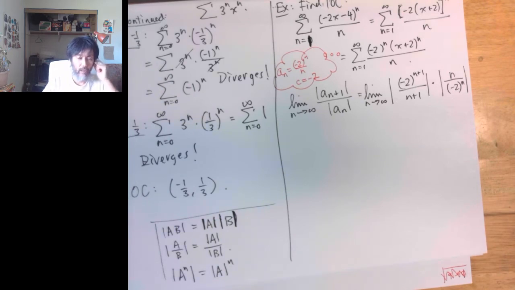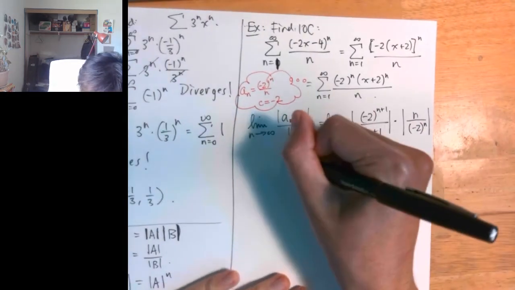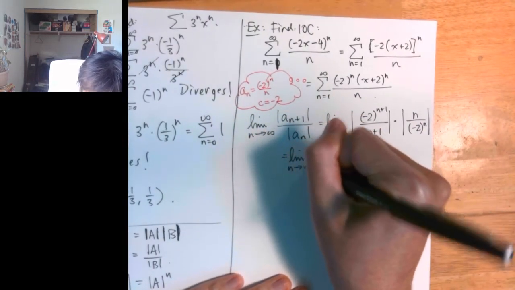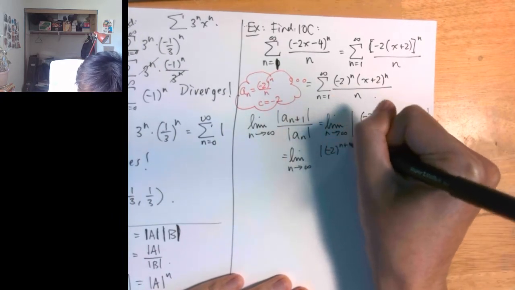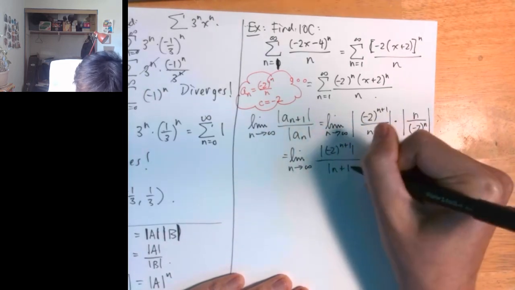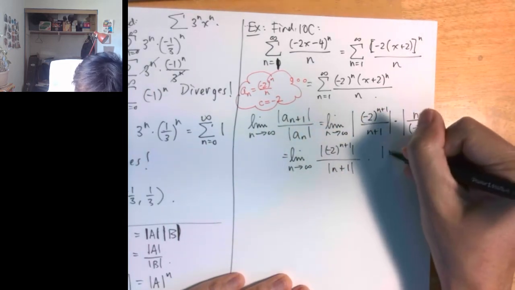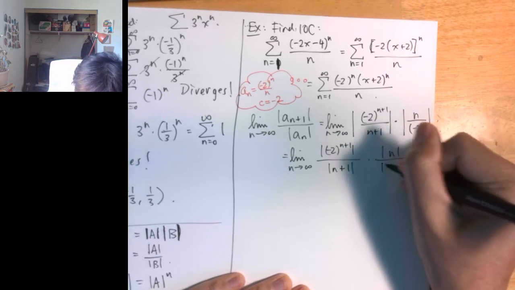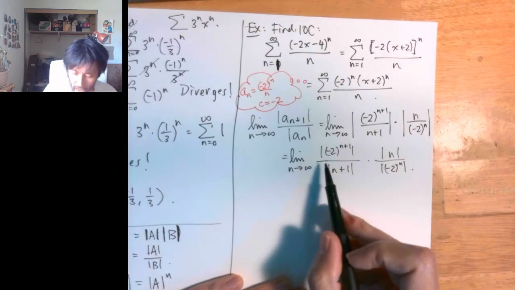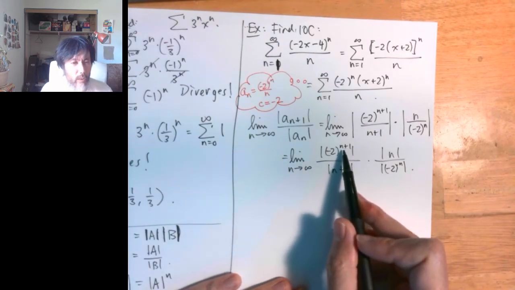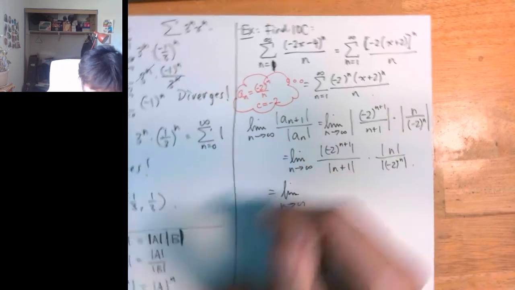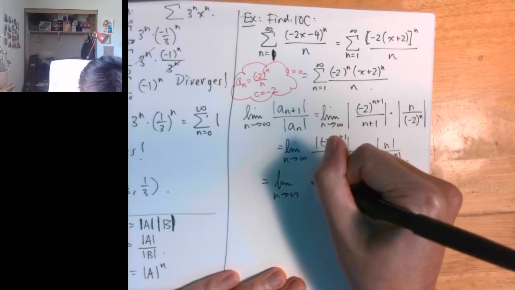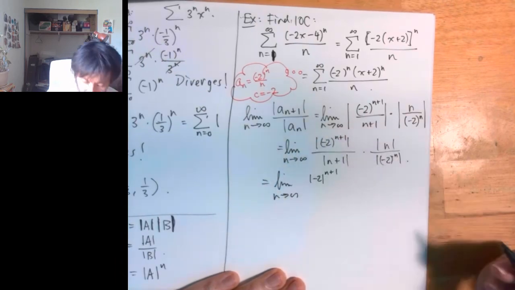Okay. So now look at over here. If we think about applying these sorts of rules, then this is the same thing as the absolute value of -2 to the n plus 1 divided by the absolute value of n plus 1 times the absolute value of n divided by the absolute value of -2 to the n. Now, what is something like the absolute value of -2 to the n plus 1 equal to? Well, maybe I'll even do it. As per this rule down here, this last one, this is equal to the absolute value of -2 to the n plus 1 power.